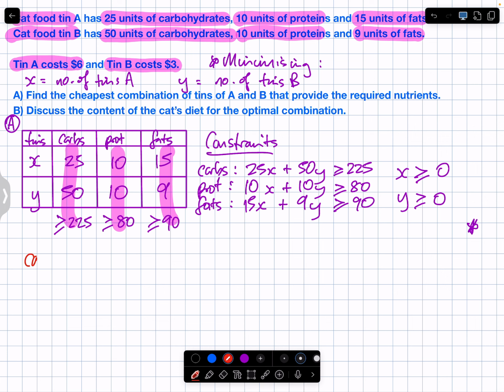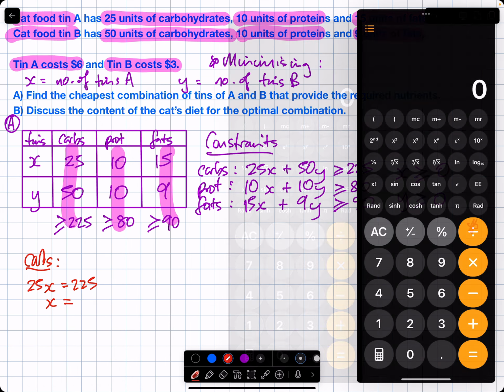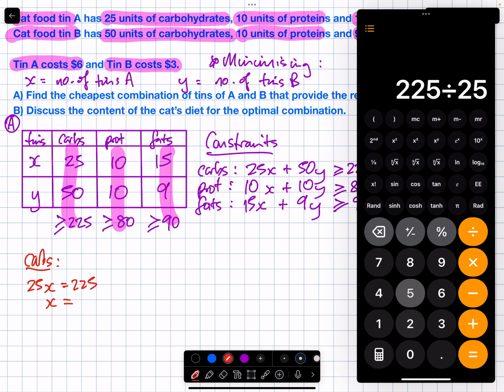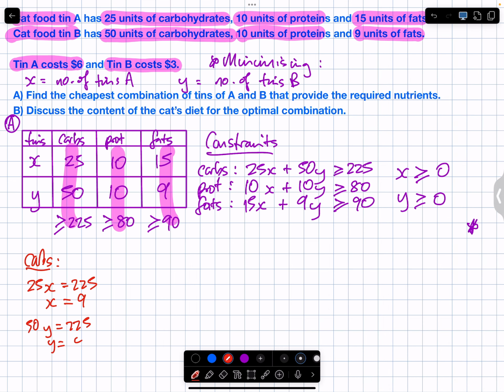So carbs. Because it's in general form, I need to do some maths to work out where the x and y intercepts are. So it's going to be 25x equals 225. So x is going to be 225 divided by 25, 9. And 50y equals 225, so y is going to be 225 divided by 50, 4.5. So I can draw the carbs line on my graph when I scroll down.